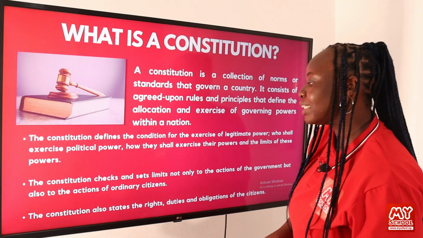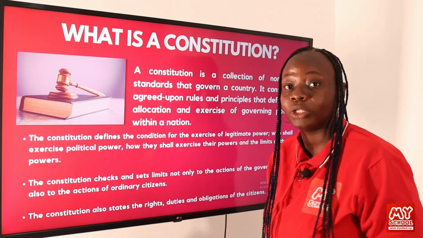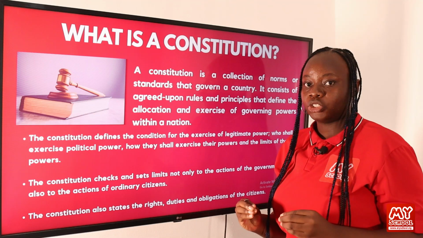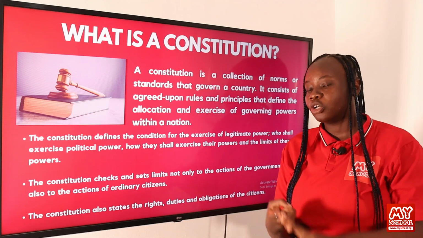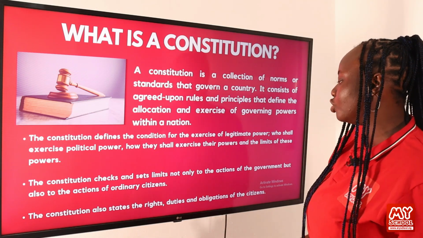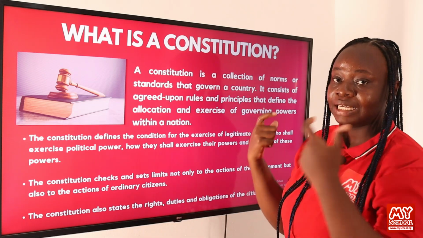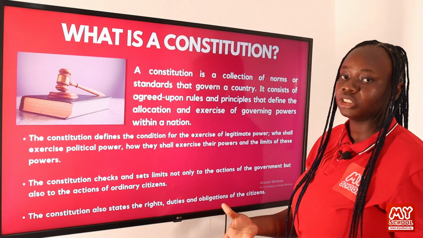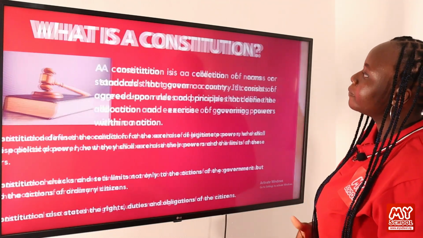So the Constitution checks and sets limits not only to the actions of government, but also to the actions of ordinary citizens. So both the government and the citizens are guided by the Constitution. The Constitution is supreme in a country. So it guides how both government and the citizens should act. So the Constitution also states the rights, the duties and obligations of the citizens. When we're talking about rights, things that the citizens deserve within the country, and the duties and obligations are things that the citizens should do within that country. Now let's move on to the next slide.